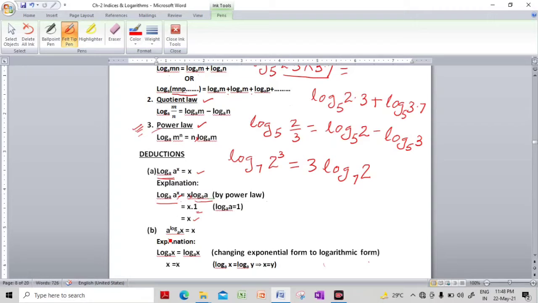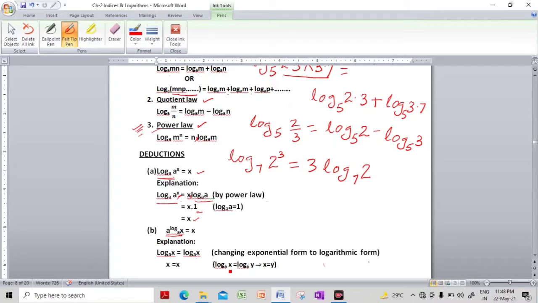Now the next deduction: a to the power log of x to the base a is equal to x. Now let us see how it is possible. Now changing simple exponential form into logarithmic form, I have changed the LHS of this deduction into this. That means this LHS can be written as log of x to the base a equal to log of x to the base a.